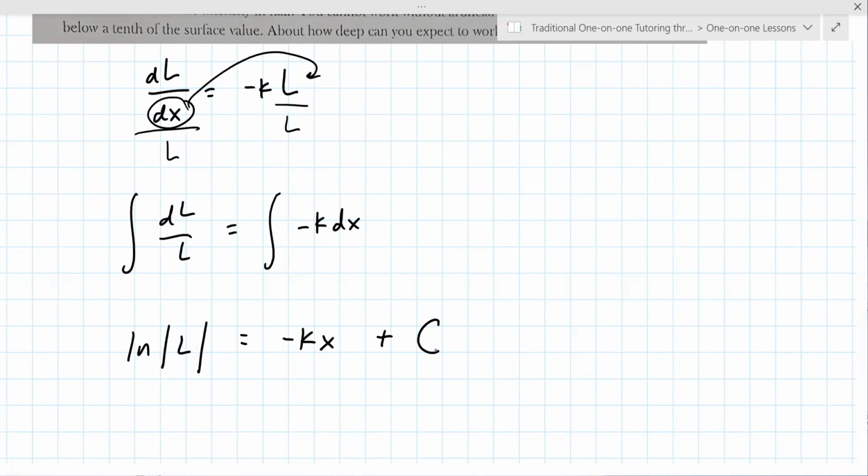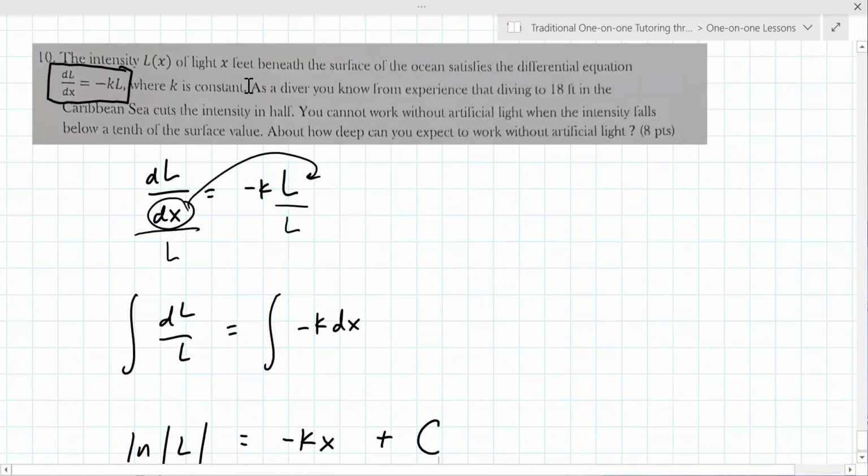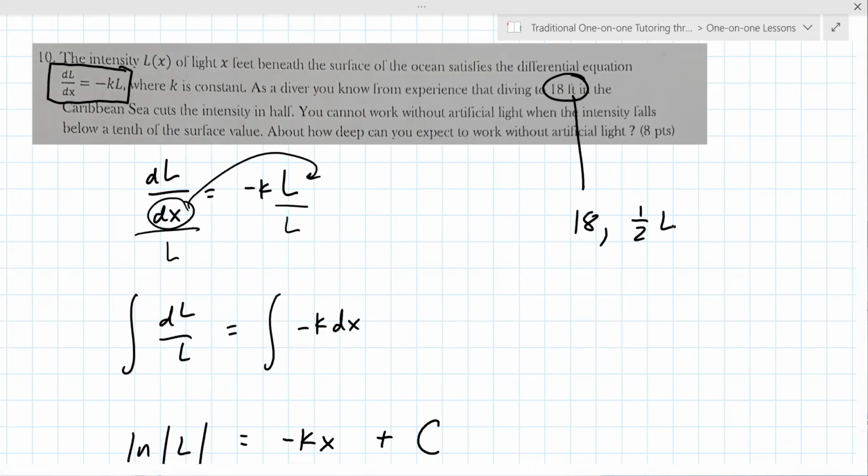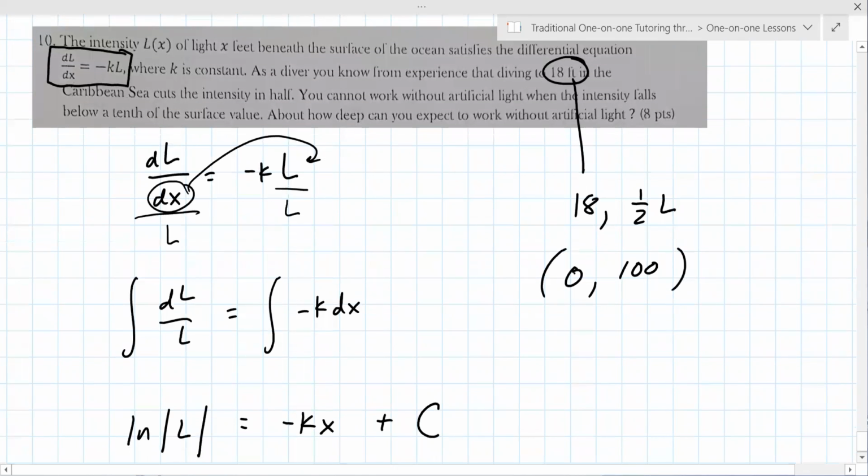Is that okay so far? All right, so if you read the problem again, it says, as a diver, you know from experience that diving to 18 feet, 18 is the value of x, the intensity is cut in half. So we could call that 1/2 L. But we really would like to know how much they started with. So what to suggest here? We know that at 0, we can call it 100% of intensity. That might be a good thing to do here. Problem is, I don't know how it's going to work here.